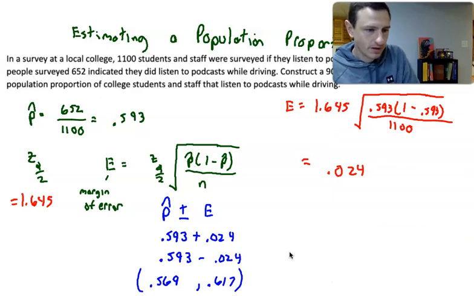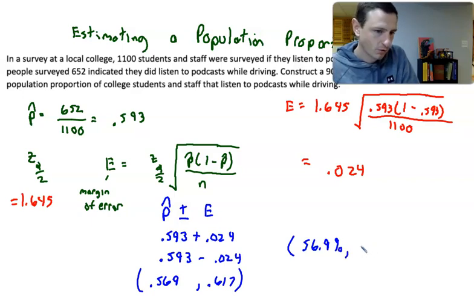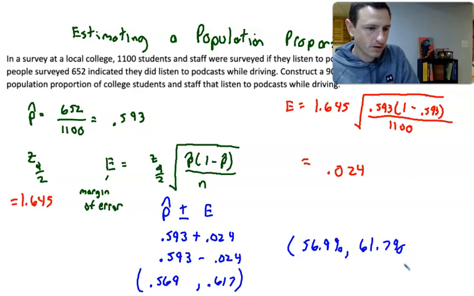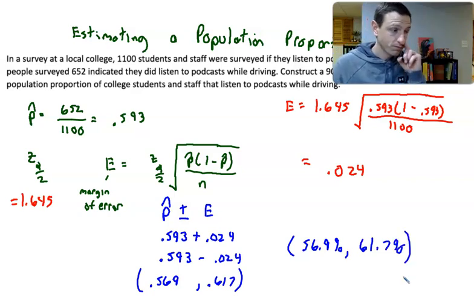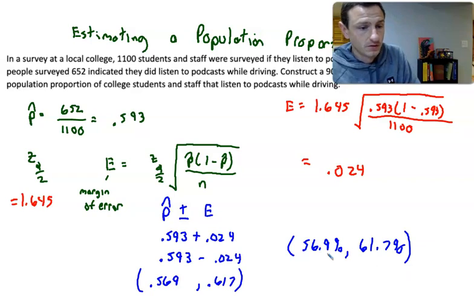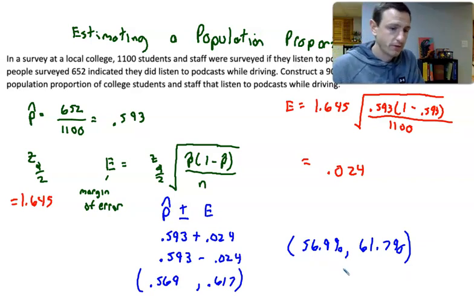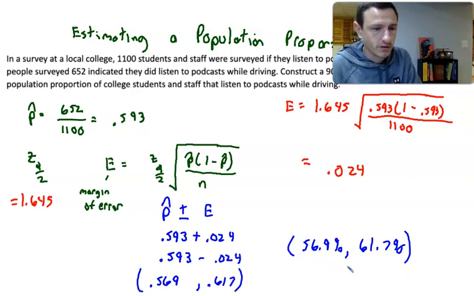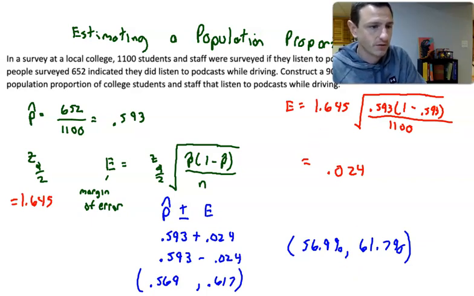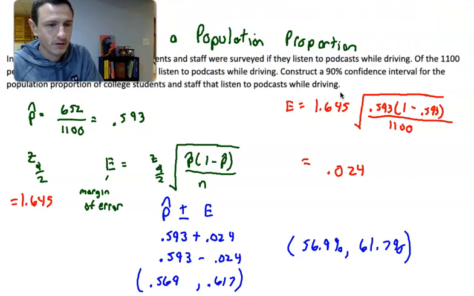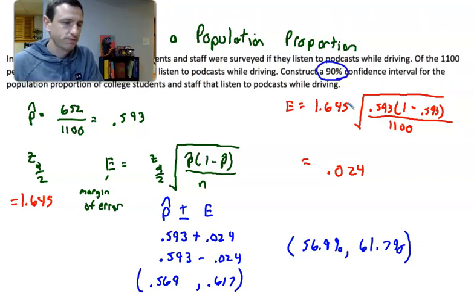So we could also write that as 56.9% for the lower bound, and then the upper bound being 61.7%. So there is our interval, 56.9% to 61.7% based off of a 90% level of confidence. I'm always in the way here. 90% confidence.